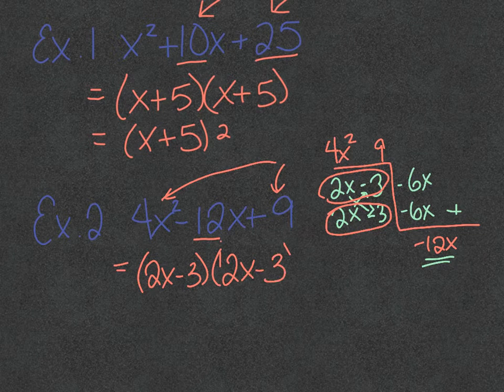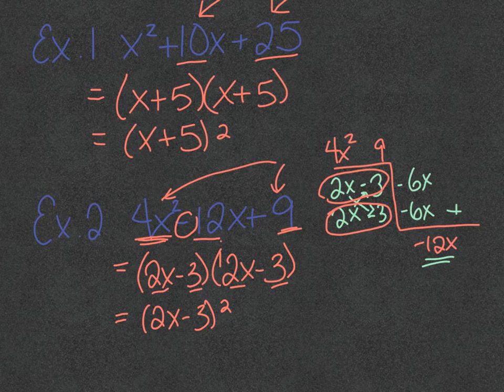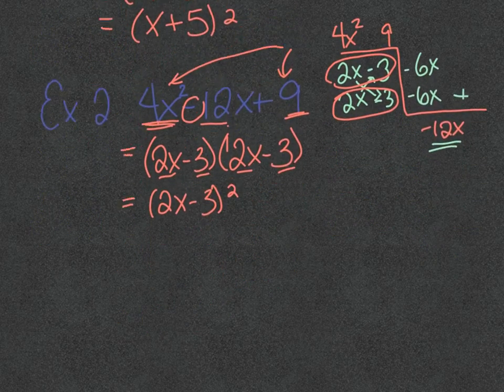Now, if I were just doing this in my head, again, I'd look at the two terms that multiply to 4x squared. I'd write them here. Two terms that multiply to 9, I'd write them here. Recognize that they need to be negative, and then I'd check it just by expanding quickly in my head. Then I'm going to write it as 2x minus 3 all squared. So factoring a perfect square trinomial shouldn't be any different than factoring other trinomials.